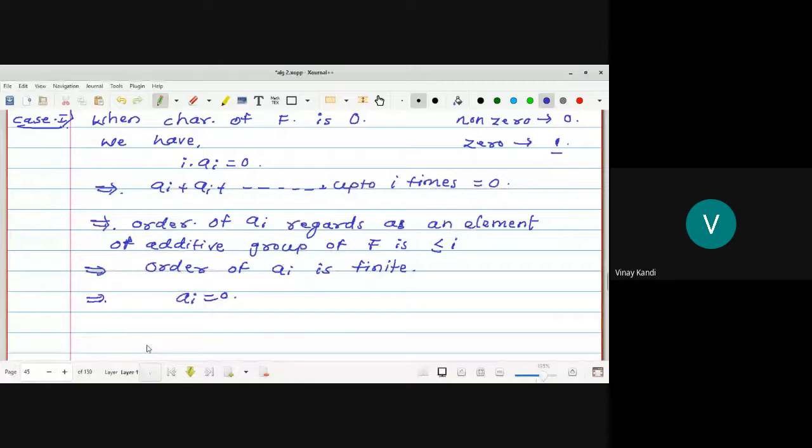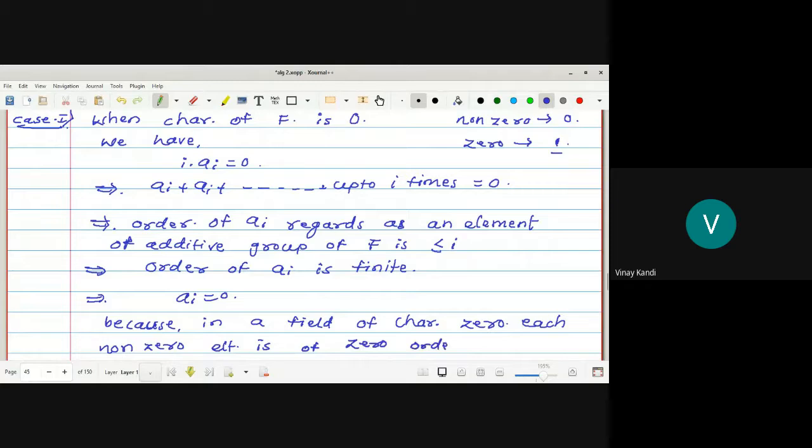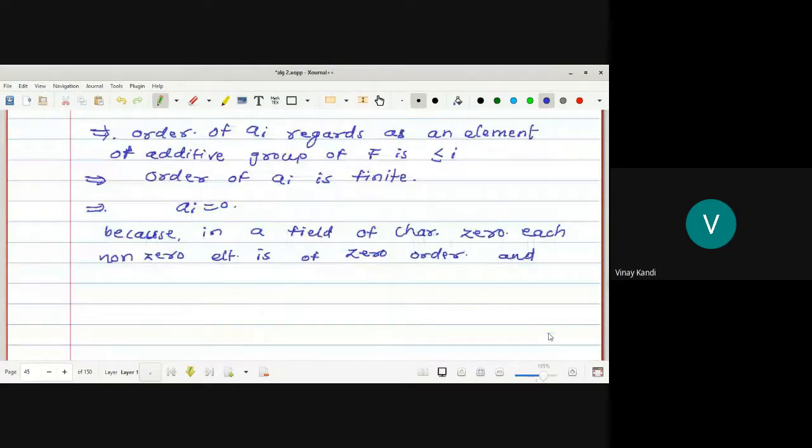Because what is the reason? Because in a field of characteristic 0, each non-zero element is of order 0, and 0 is the only element of finite order.